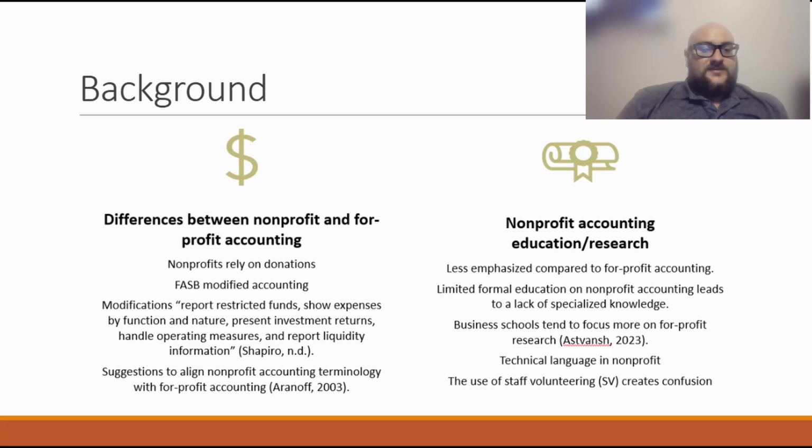Technical language in nonprofits, as mentioned in my previous point, has also created an impact on academics and practitioners in the nonprofit sector. The use of staff volunteer, or SV, creates confusion, only adding to the complexity of the nonprofit accounting structure. The lack of education for these SVs and resources outside of formal education can create a breakdown in the integrity of the institutions, as I explained in the example with the Wounded Warrior and Red Cross.